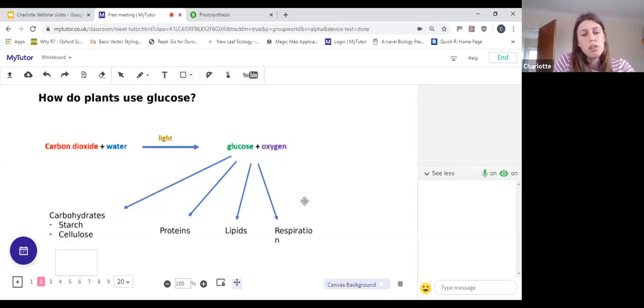growth. Some of these types of molecules should be familiar to you all. Certainly right at the beginning of the online school, we did look at digestion. And we talked about carbohydrates, proteins and lipids and how they are processed in the human body and what they make up. And then glucose is also used for respiration. So those are the kind of four main uses for glucose in a plant, and we're going to talk through them now.